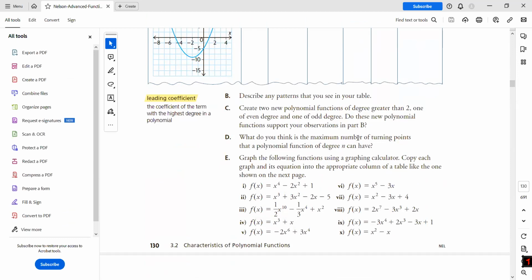Here it is, question D. What do you think the maximum number of turning points that a polynomial function of degree n can have? N minus 1.